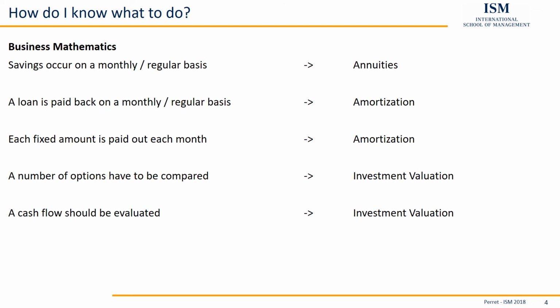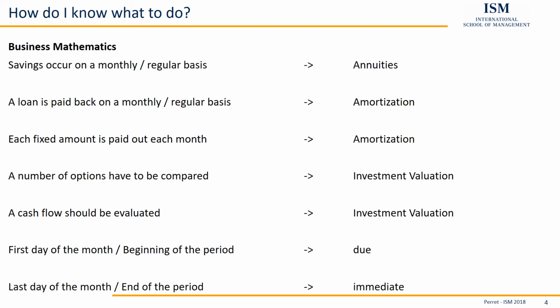So that's the main topics, but now we need to know, when in the upper part we talk about monthly payments, when does the monthly payment actually happen? And that's the first idea. It could happen at the beginning of the month, so the first day of the month, beginning of the period. Then we talk about a due situation, like an annuity due. That's a payment happening at the beginning of the month. The opposite, payment taking place at the end of the month, last day of the month, end of the period, that's an annuity immediate.